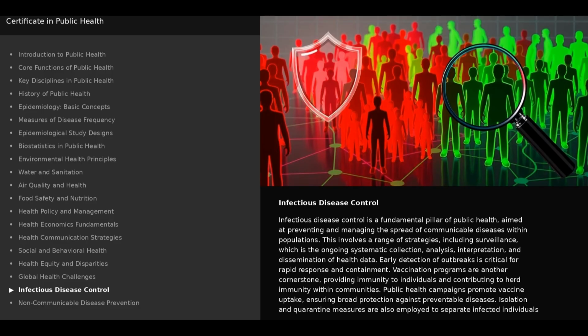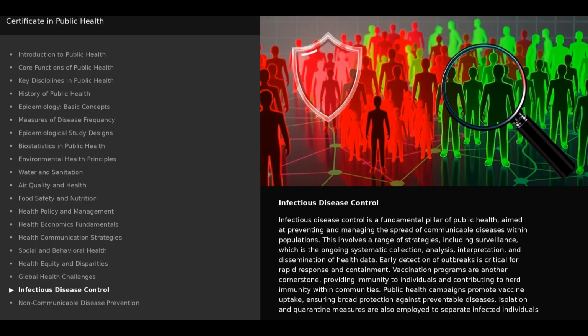Infectious disease control is a fundamental pillar of public health, aimed at preventing and managing the spread of communicable diseases within populations. This involves a range of strategies, including surveillance, which is the ongoing systematic collection, analysis, interpretation, and dissemination of health data. Early detection of outbreaks is critical for rapid response and containment.